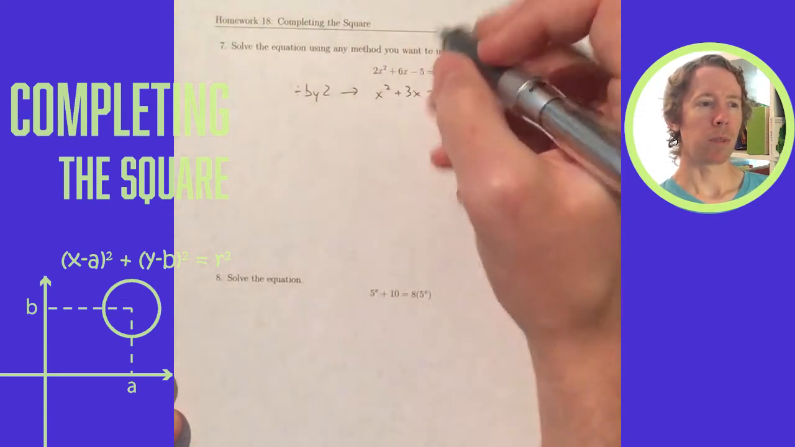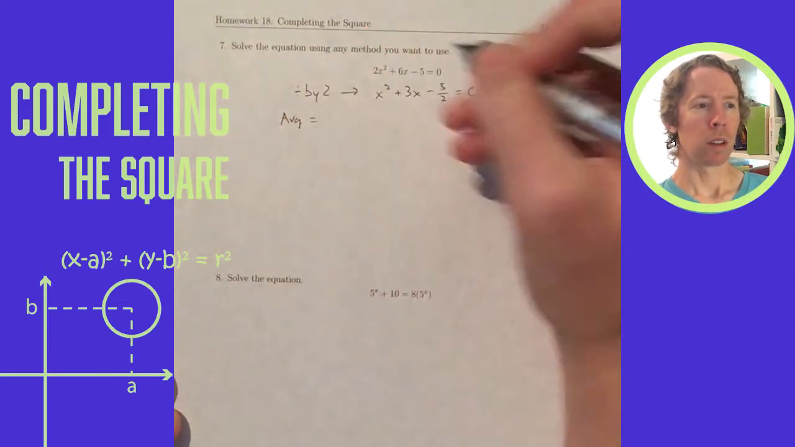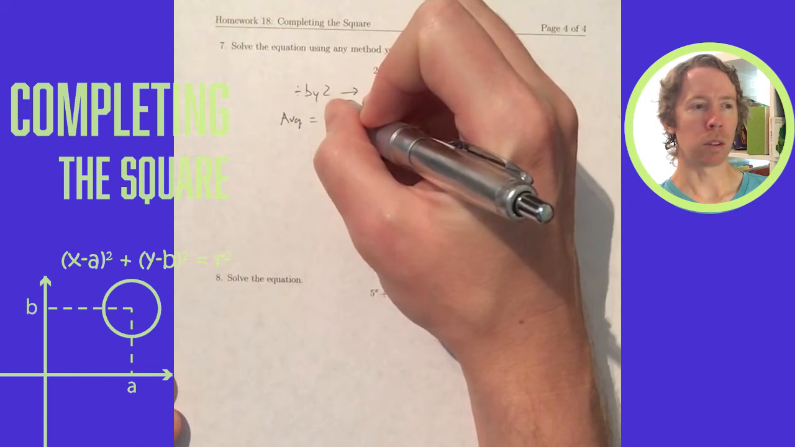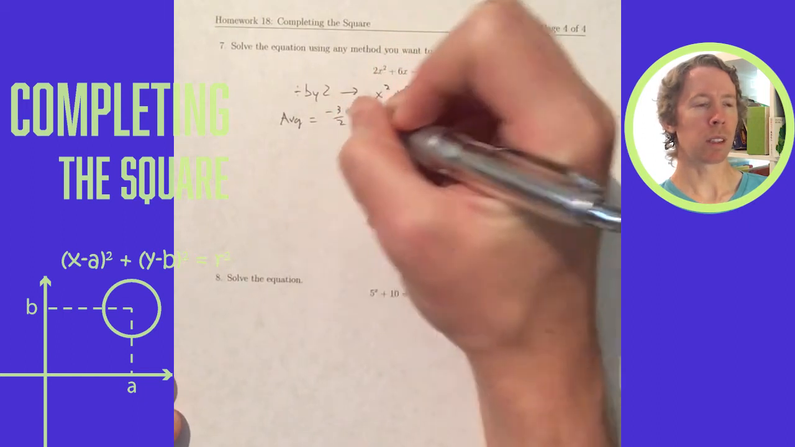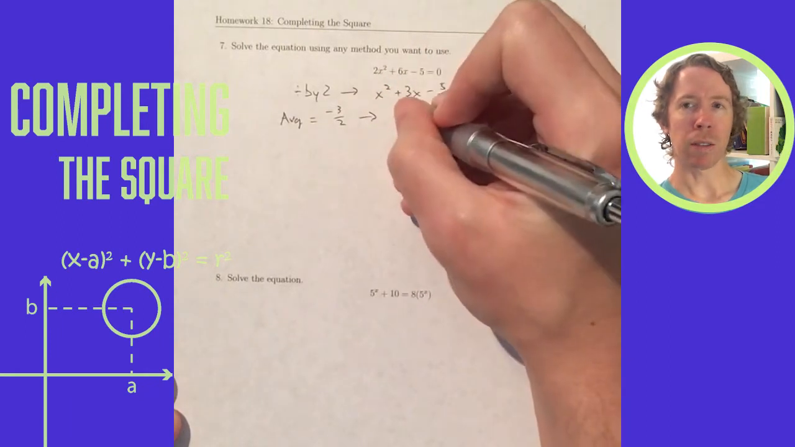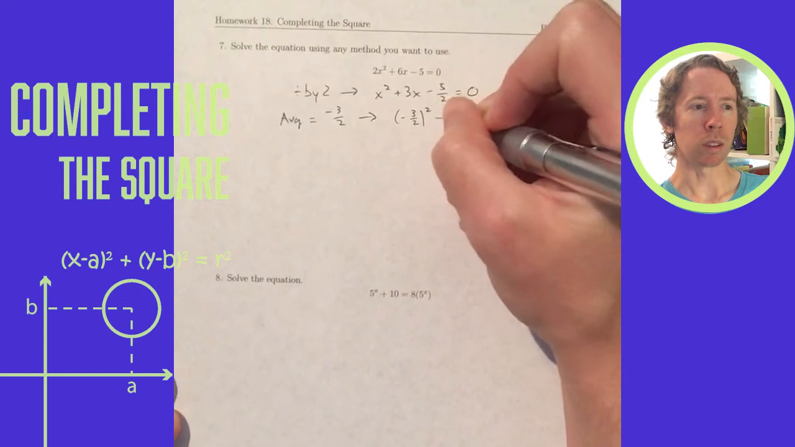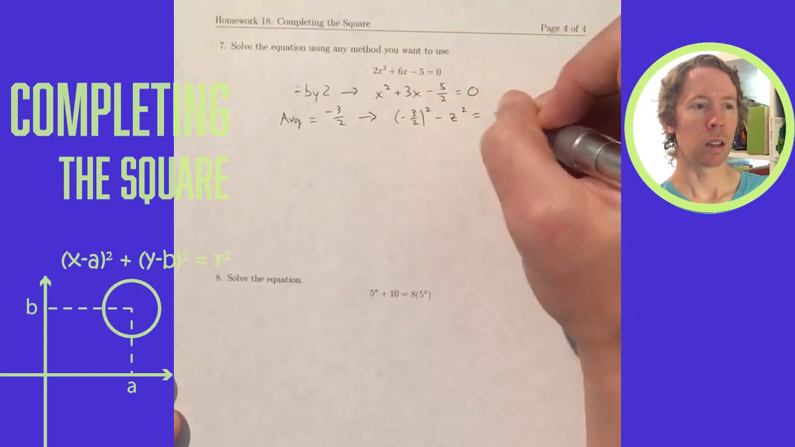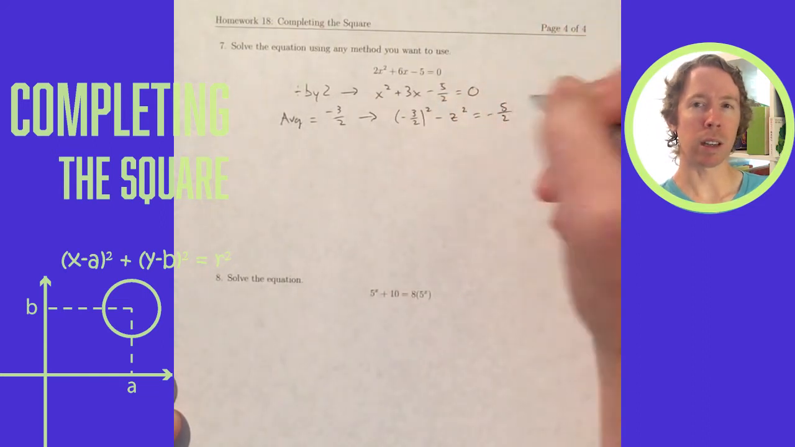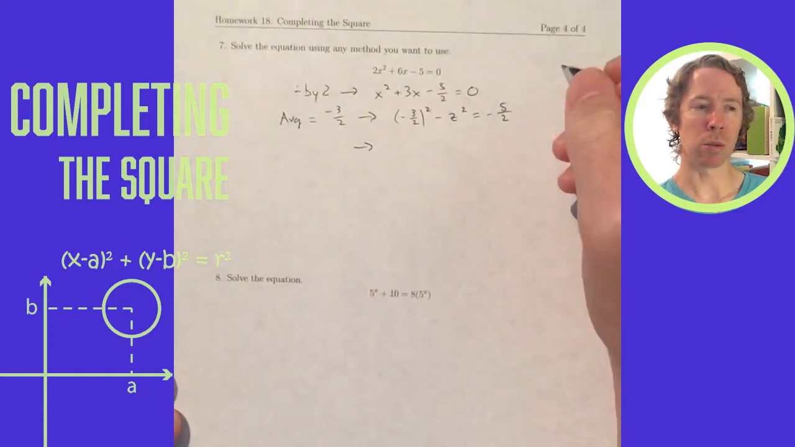And then remember, the average of the two roots is negative b over 2. So in this case, it's negative 3 over 2. And then I use the equation average squared minus z squared equals c. And remember, z is the distance that you're moving to the right or to the left from the average to get the two roots.